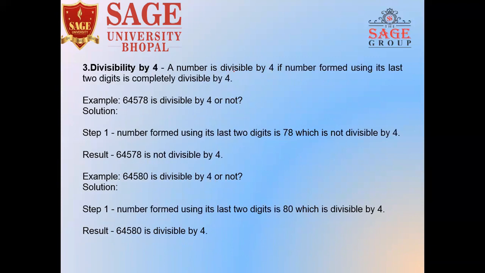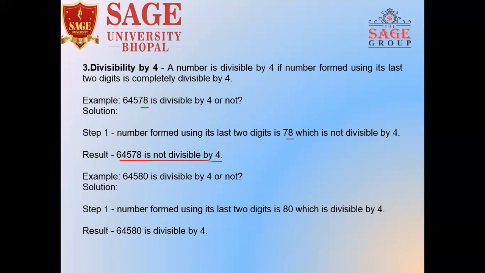Divisibility by 4. Is a number divisible by 4 or not? We are taking one example, 64578. Now checking the last two digits. Last two digits are 78. Divide these two digits by 4. If the last two digits are divisible by 4, then your entire number is divisible by 4. And by dividing 78 by 4, it is not exactly divisible by 4, so your entire number is not divisible by 4.